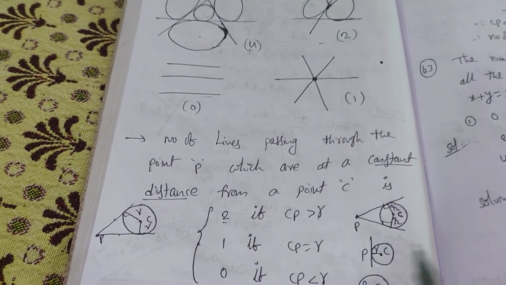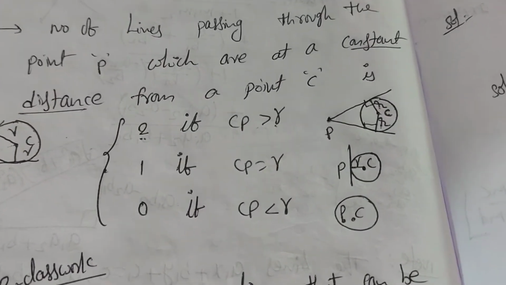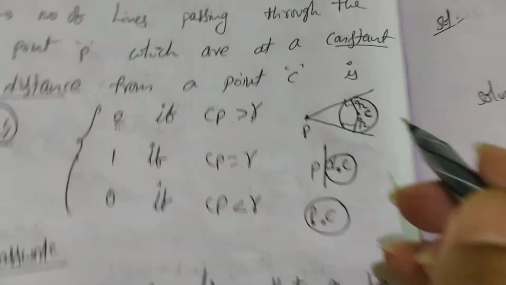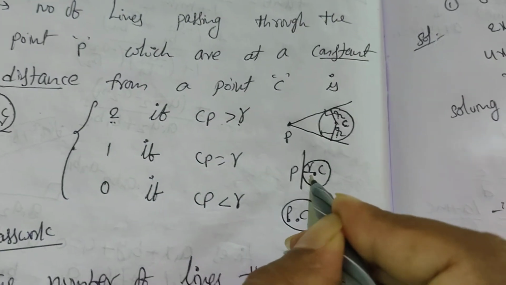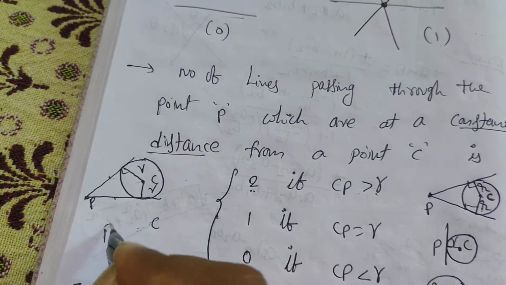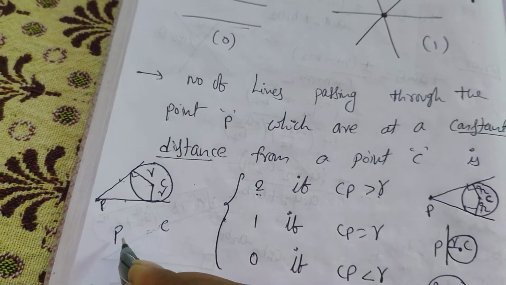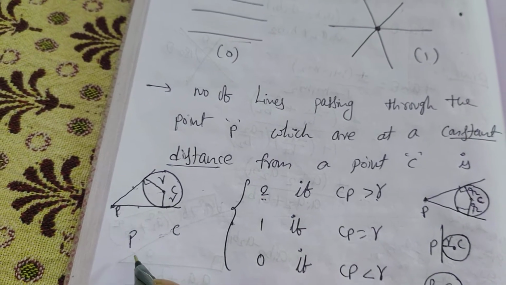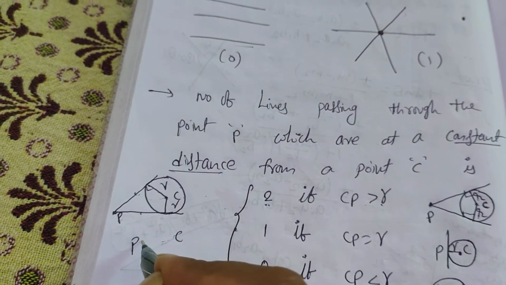Suppose CP is equal to R. In 10th class plane geometry, we learned about circles, so if you remember those concepts, you can understand. If CP is equal to R, with C here and P here, how many lines can we draw?